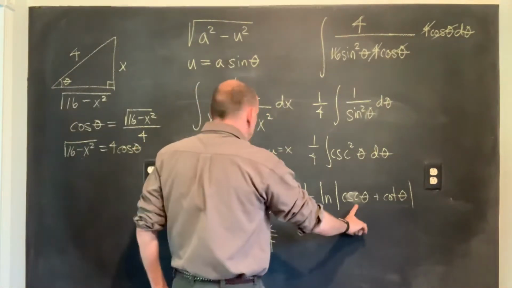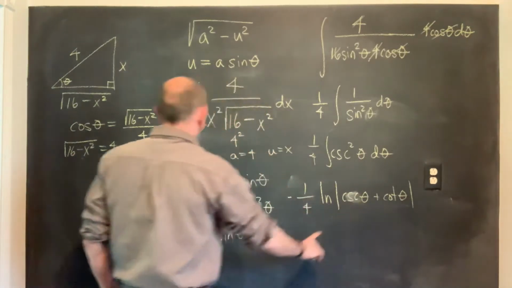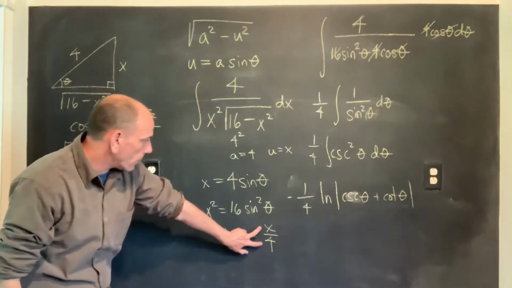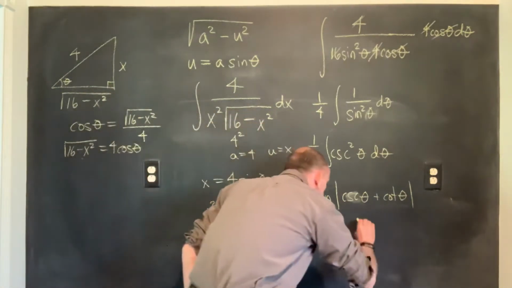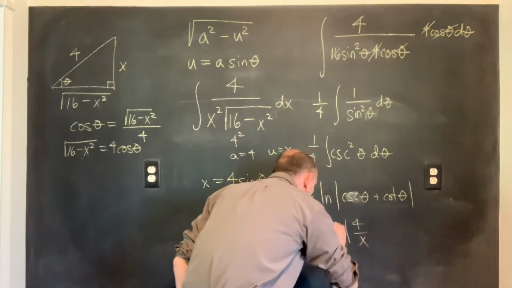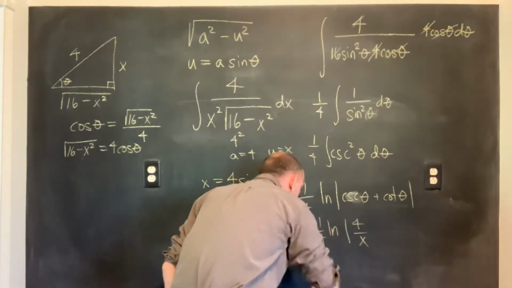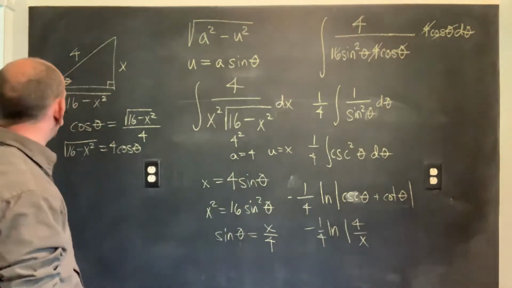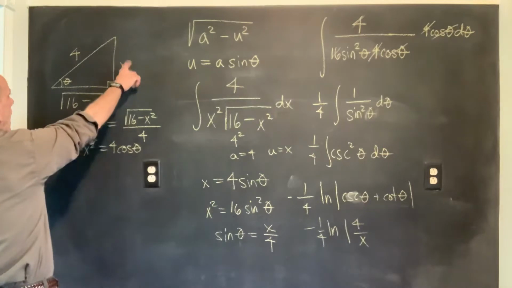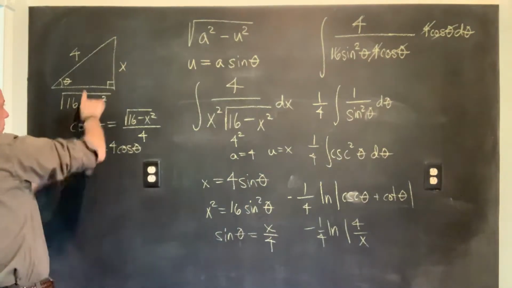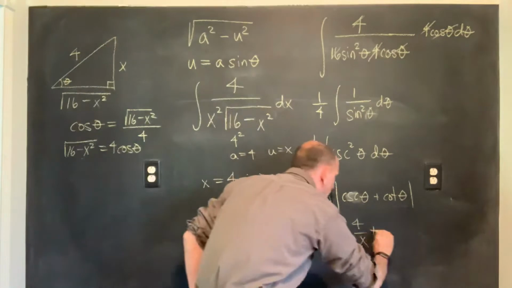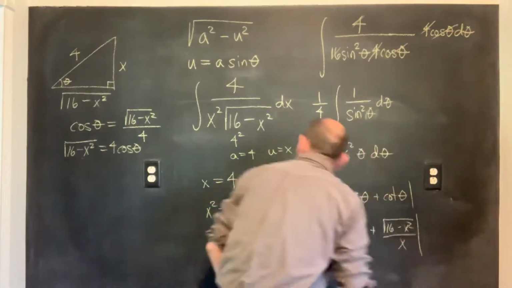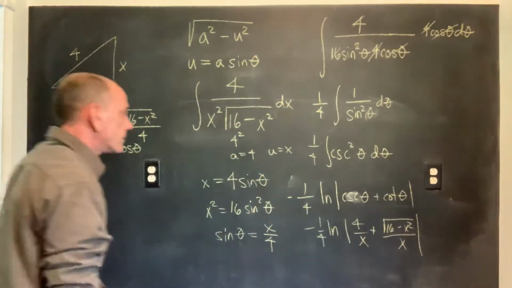Now cosecant of theta is 1 over the sine of theta. Do we know what the sine of theta is? Sure. So it's just a reciprocal. Cosecant is 4 over x, negative 1/4. And the cotangent is a reciprocal of the tangent. The tangent would be opposite over adjacent, so x over the root. Flip those over. I've got the root 16 minus x squared over x plus c. And we're done.